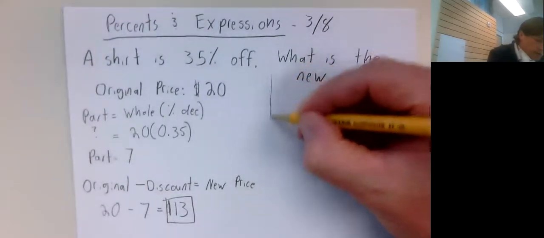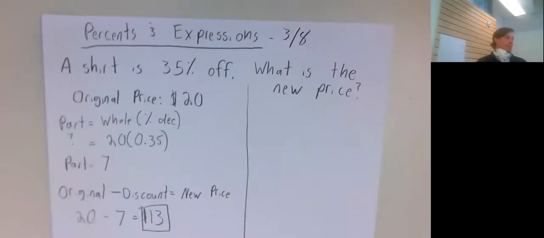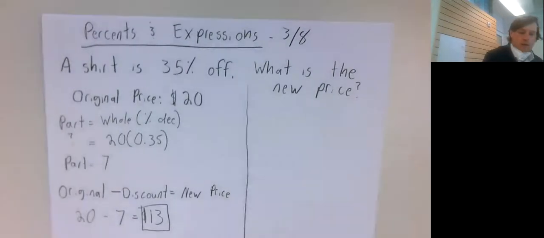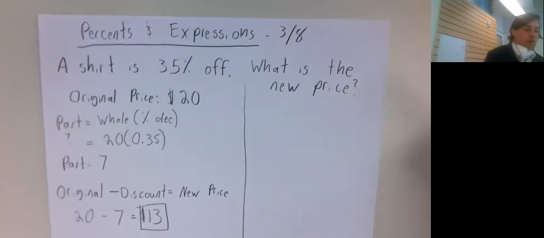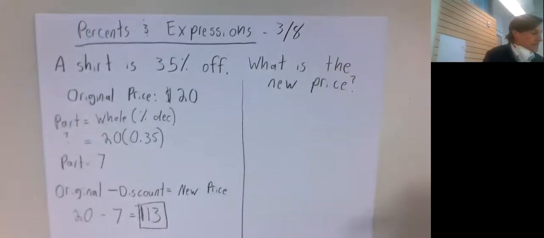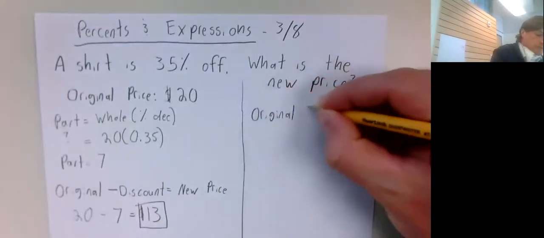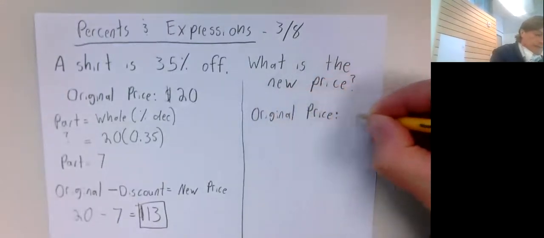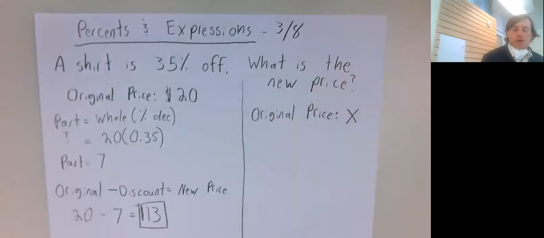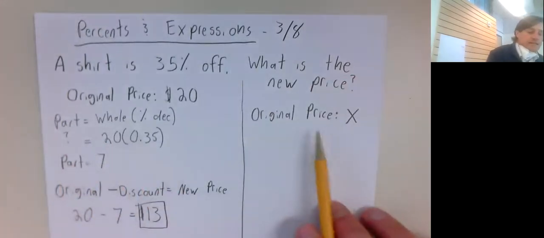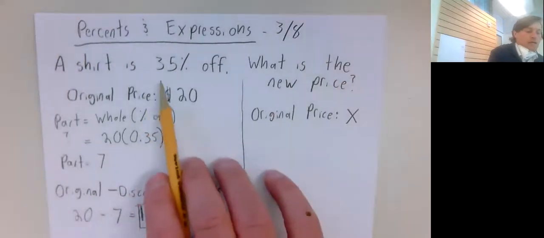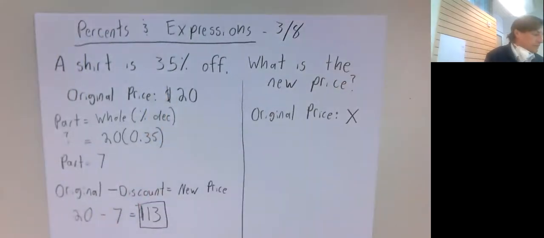But what if I were to say to you that we don't know the price of the shirt? Well, we've been dealing with this idea of variables, so we're going to apply that idea to today's lesson. So if the original price of the shirt is X, we don't know what it is. It could be anything. But we're going to set up an expression that demonstrates what a shirt would be at 35% off. And we're going to do it in the same way that we did here. Let me show you what I mean.